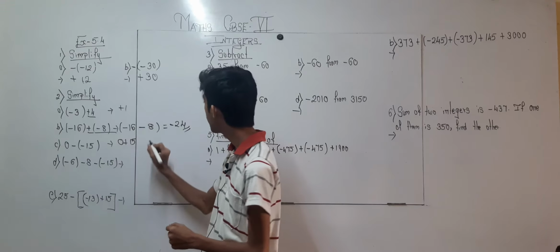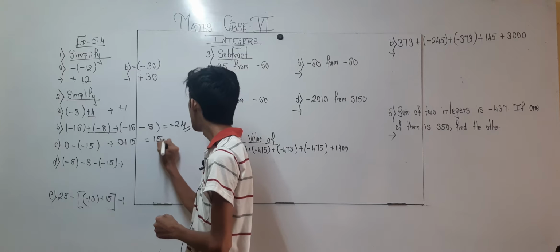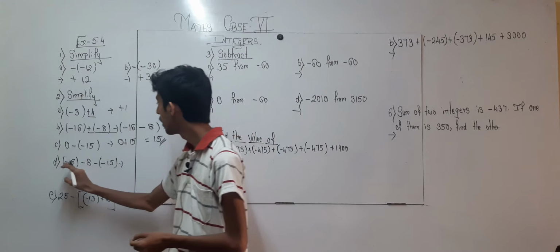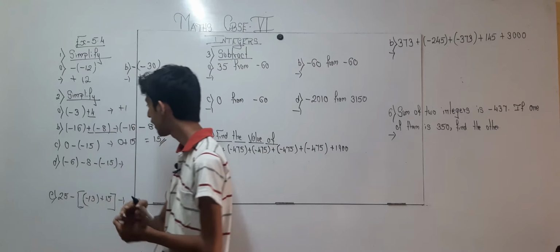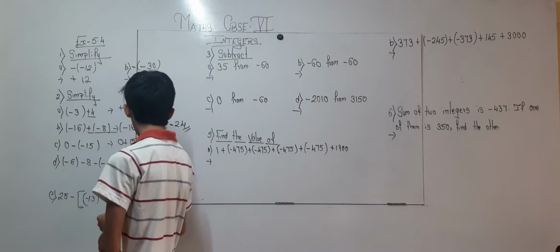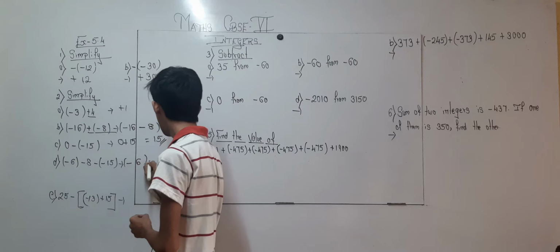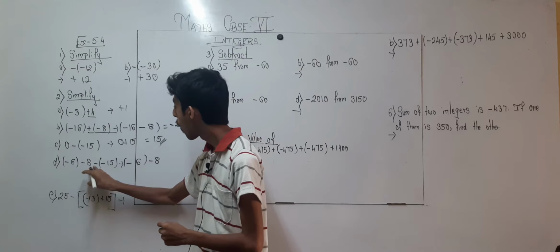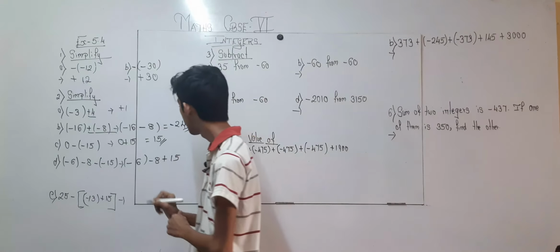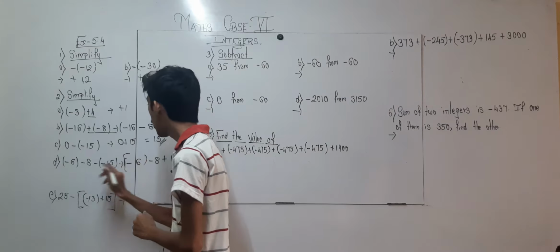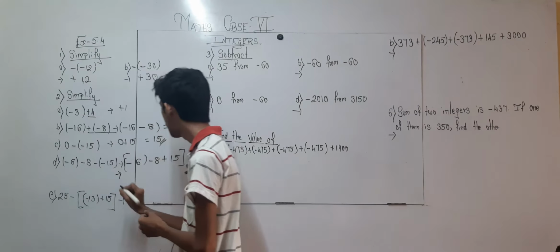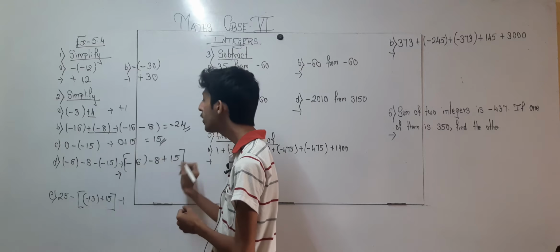So 0 plus 15 will give me 15. Now moving on to question D, minus 6 minus 8 minus of minus 15. Over here the first two terms will be written as it is, minus 6 minus 8. Now minus of minus will give me plus 15. Now 4 signs got converted into 3 signs. Now we move on to the next step. Minus 6 minus 8 plus 15.